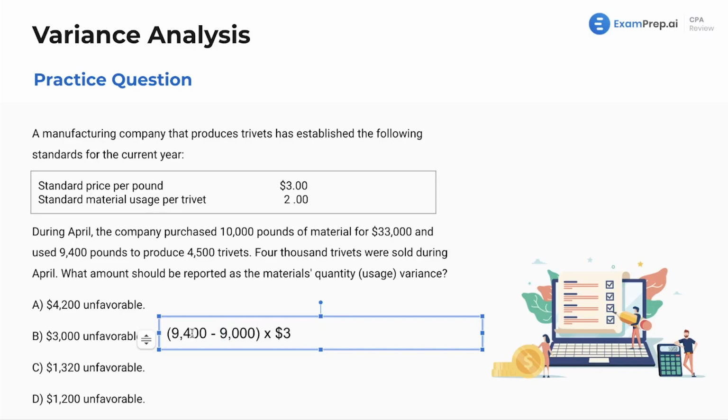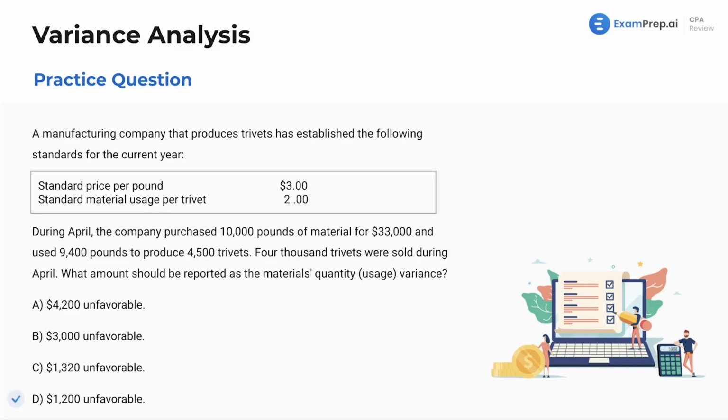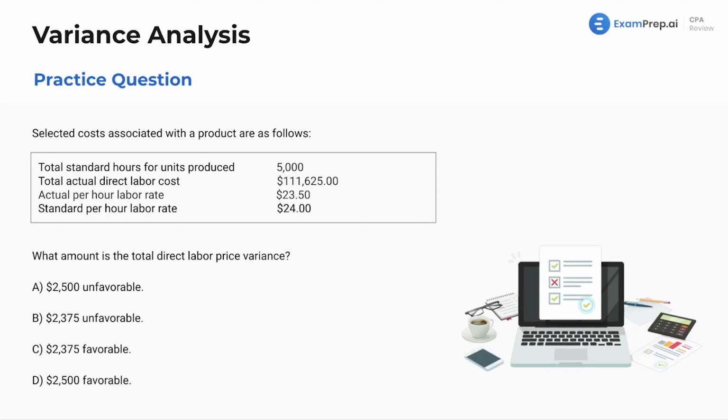We see here actual used was more than standard, bringing us to an unfavorable conclusion, but they're all unfavorable. No worries. Okay, 400 is the difference here. 400 times 3 brings us to the final answer of letter D, 1,200 unfavorable. Final question, let's wrap up here.